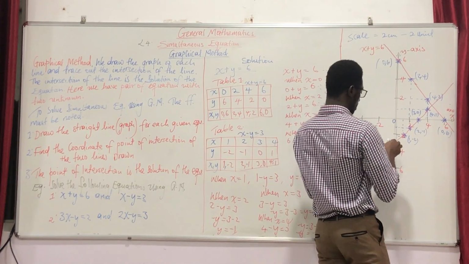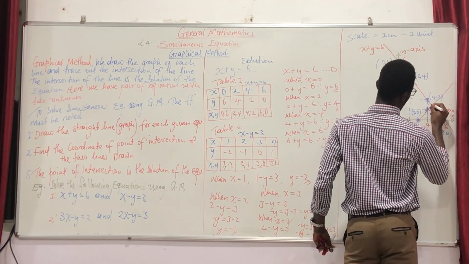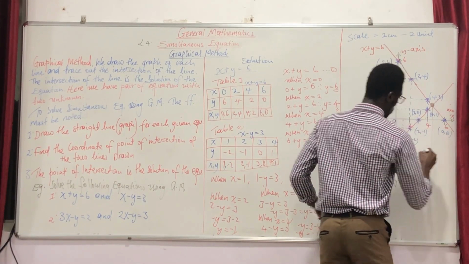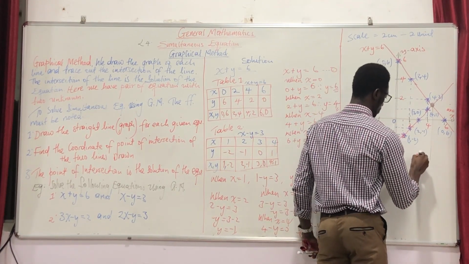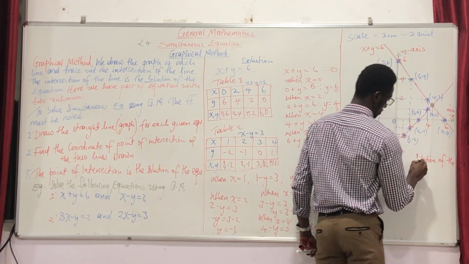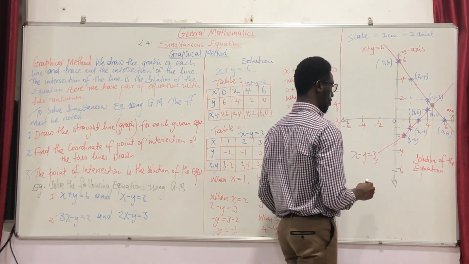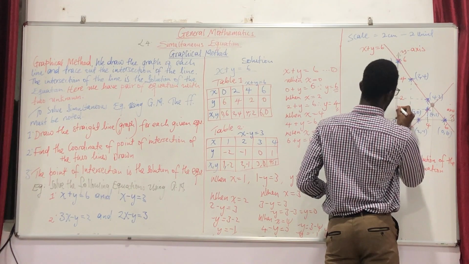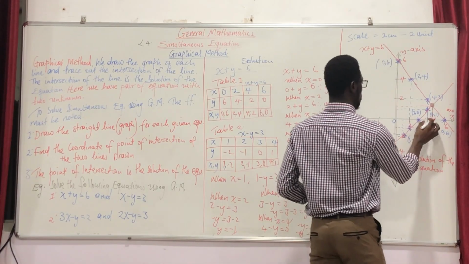The point of intersection here is the solution of the equation. So this is the solution of the equation. We can trace these points, where these 2 lines intersect, where the 2 equations intersect, here.